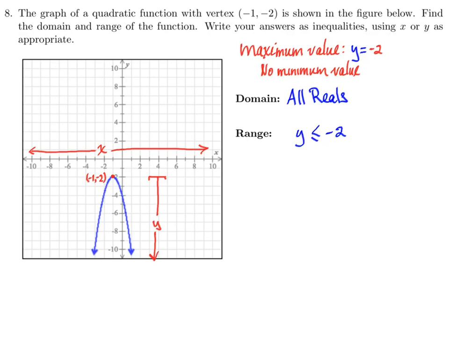In the first example, the vertex was the lowest point, so the range was y greater than or equal to some number. But in this one, we have a highest point, so the range is y less than or equal to some number. Okay, so that's it for lesson 20, and you will begin lesson 21 in class.